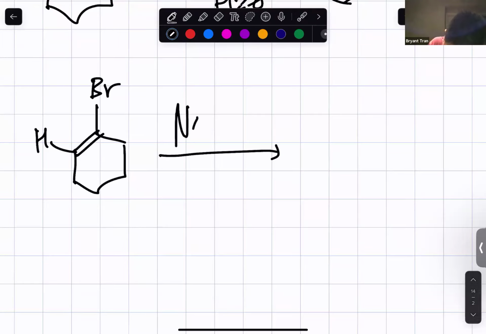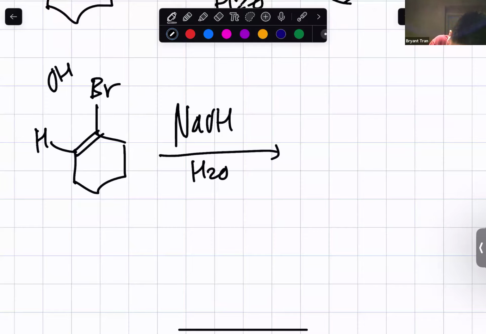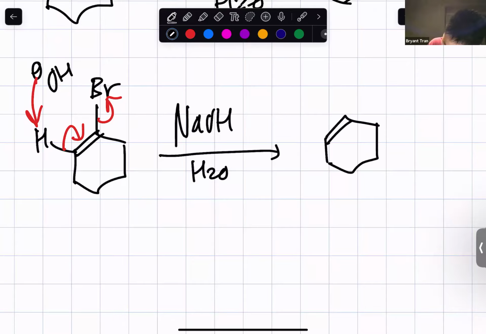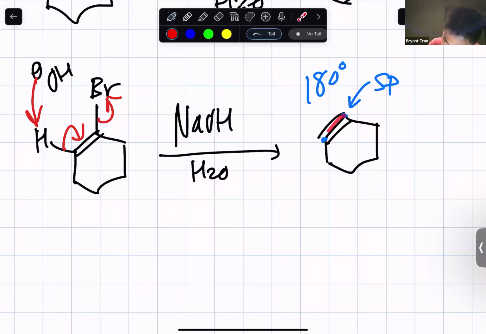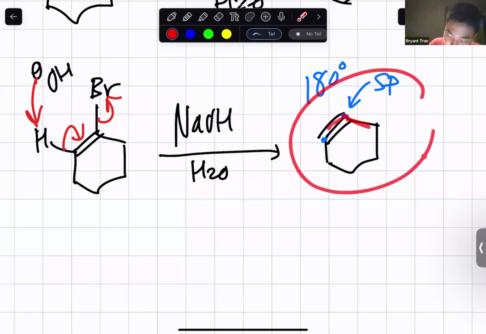NaOH, H2O, OH minus here would grab this proton, make an extra pi bond there, kick that bromine out, and that's going to create a triple bond in the ring right here, which is very unstable because what is the preferred bond angle of an sp hybridized carbon? 180 degrees. This triple bond here is forced to be inside a ring, which is less than 180 because it's kind of bent like that. So this is very unstable.